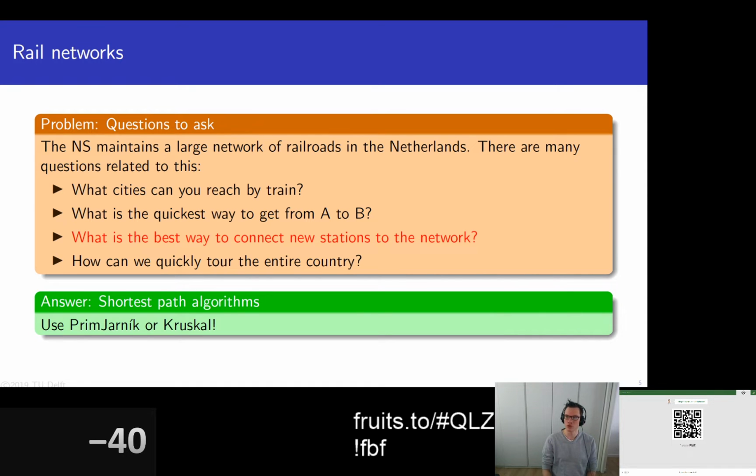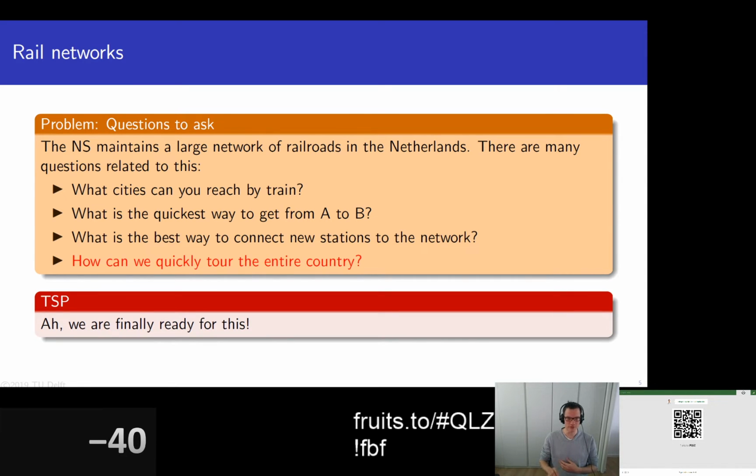And we could use this to build a network from scratch, or if we already have an existing network, maybe we could use an algorithm to see where to connect a new city. And now it's time for this final question. How can we quickly tour the entire country?